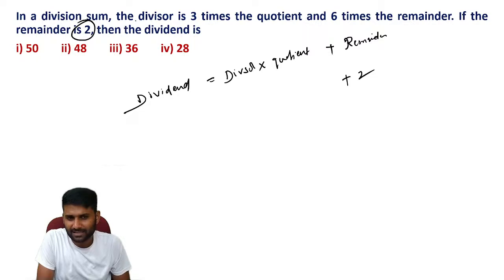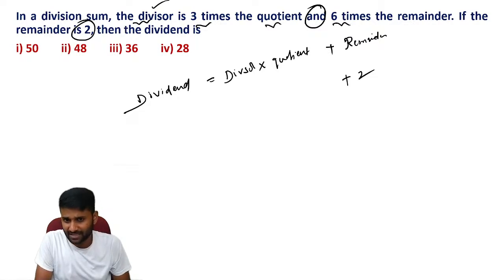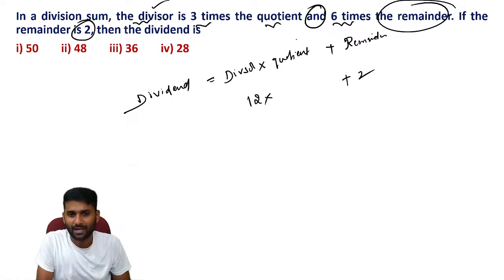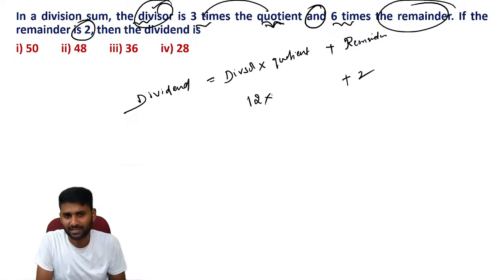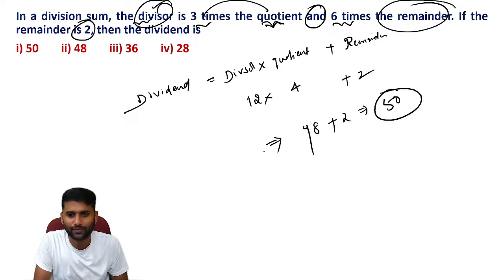Now we have the data. The divisor is 6 times the remainder. 6 times 2 is 12 units. If the divisor is 3 times the quotient, then definitely the quotient is one third of the divisor. That is the exact meaning. So one third of 12 is 4 units. Go through the further simplification: 12 times 4 is 48 units, plus 2 units. The total value is exactly equal to 50. Here the number is 50.